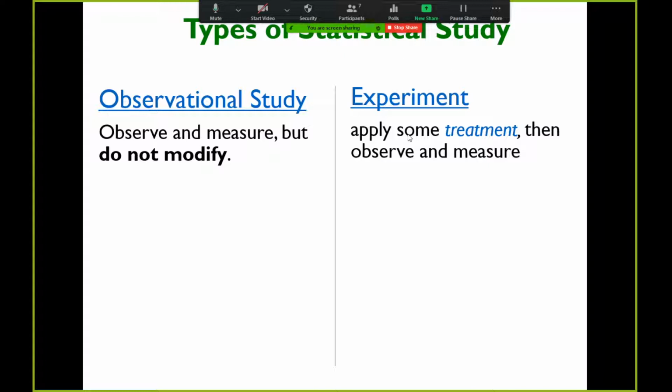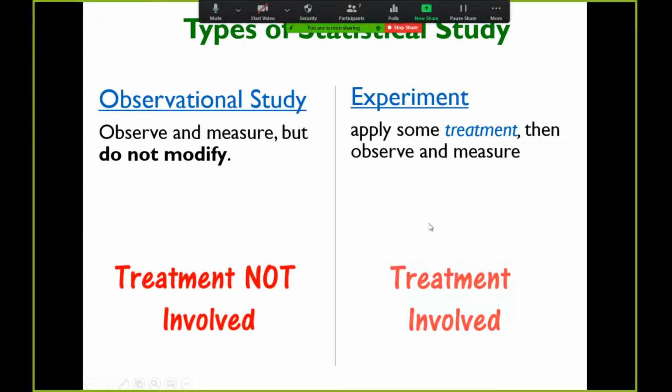In general, an experiment is more powerful just because usually we have one group that got the treatment and the other group that didn't get the treatment. And then we can compare the two groups, right? It's more powerful in that sense that we have a control group. So the difference between an observational study and an experiment is that treatment is not involved in an observational study, whereas in an experiment there is some kind of treatment.